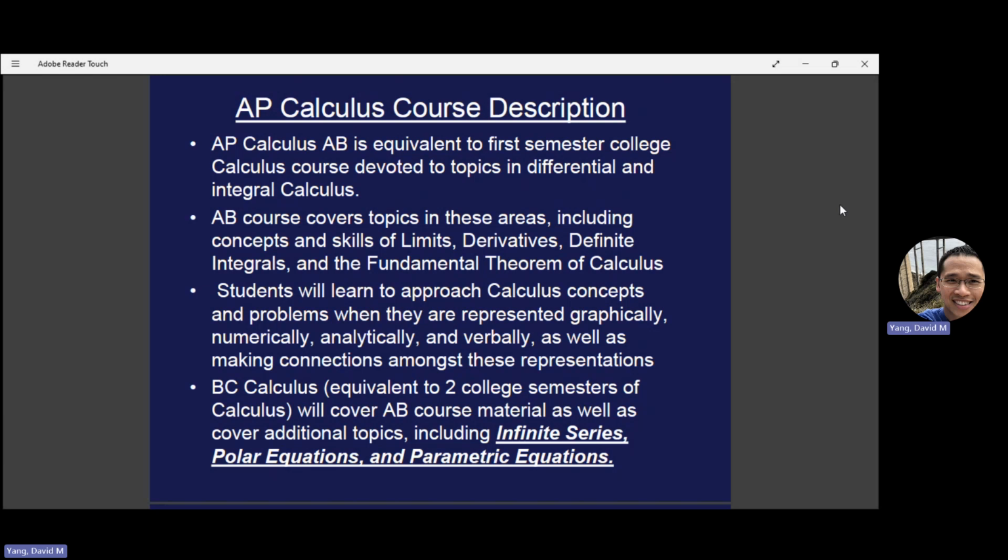BC calculus is equivalent to 2 college semesters of calculus. It will cover AB course material as well as additional topics, including infinite series, polar equations, and parametric equations. So even though AB calculus and BC calculus start at the same point, BC calculus just moves a lot faster, covers all of AB content within the first semester, and then the second semester is saved for BC specific topics such as infinite series, polar, and parametric.